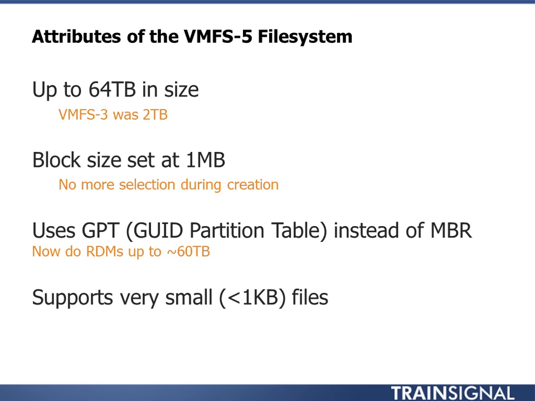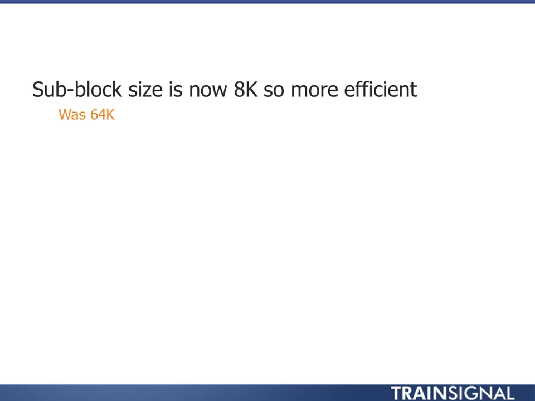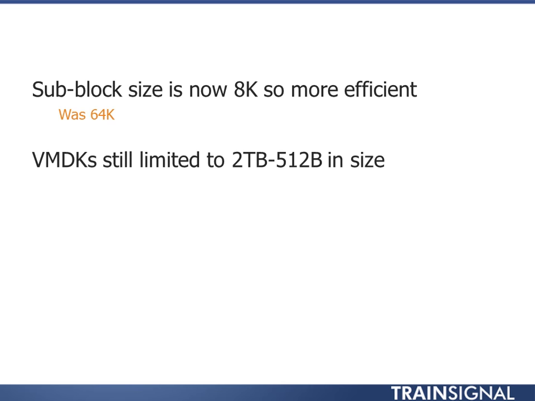And it also supports very small files. It actually stores these in metadata areas, so it doesn't take a lot of space. I don't know anybody who stores a bunch of less than 1K files on top of VMFS, but if you want to, it's much more efficient, so go right ahead. Subblock size is also now 8K instead of 64K, so if you do smaller files, you're not chewing up as much space due to overhead. VMDKs, as I just said, are still limited. It's 2 terabytes minus 512 bytes, so approximately 2 terabytes, as I always say, just slightly under that.